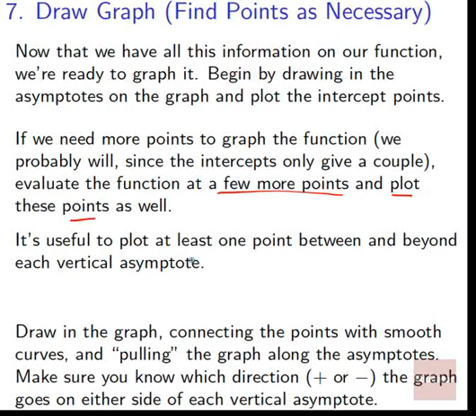It's useful to plot at least one point between and beyond each vertical asymptote. So if we've got vertical asymptotes like here and here, you'd probably want to make sure you plot at least one thing in each of these locations, and there's a good chance you'll need a couple more than that to be able to really get a sense for how the thing is going to come together as a picture. So something to think about. Then draw in the graph, connecting the points with smooth curves and pulling the graph along the asymptotes. And of course, if you're not quite sure where it goes, how it works together, you can just plot in even more points and you'll get a better sense of how the picture comes together. Make sure you know which direction, positive or negative, the graph will go on either side of your vertical asymptotes.